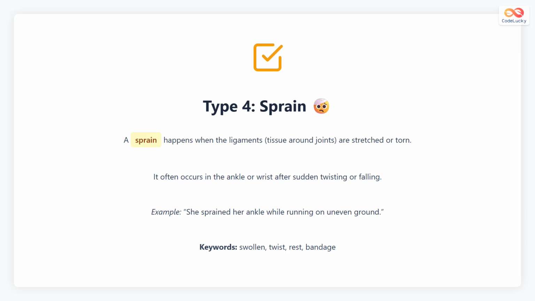A sprain happens when the ligaments, which are tissues that connect bones around a joint, are stretched or torn. Sprains usually occur in the ankle or wrist after twisting or falling. This type of injury can cause swelling, pain, and difficulty moving the joint. Rest, ice, and bandaging are helpful for recovery. For example, she sprained her ankle while running on uneven ground.